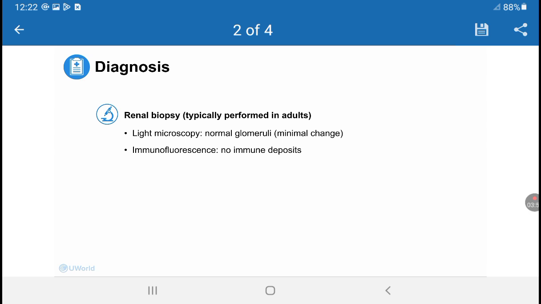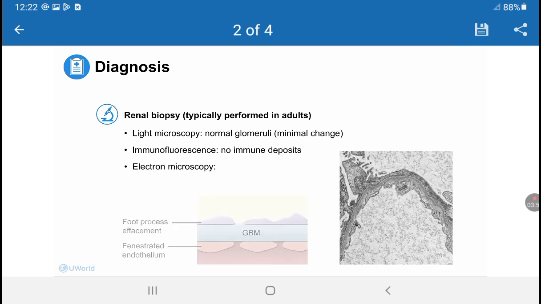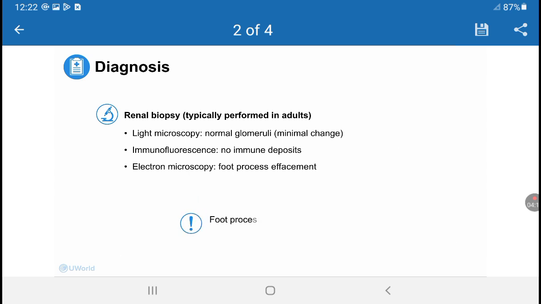The key finding is seen using electron microscopy, which shows podocyte foot process effacement. In this biopsy, here is the capillary lumen, which is lined by fenestrated endothelium, and here is the glomerular basement membrane. Rather than discrete foot processes lining the basement membrane, the foot processes appear flattened and continuous, characteristic of effacement. Remember, foot process effacement is not specific to minimal change disease. It can be seen in other proteinuric glomerular disorders. What makes minimal change disease unique is that foot process effacement is the only significant pathologic finding in the glomeruli.